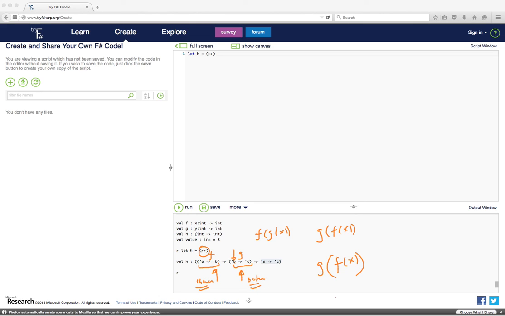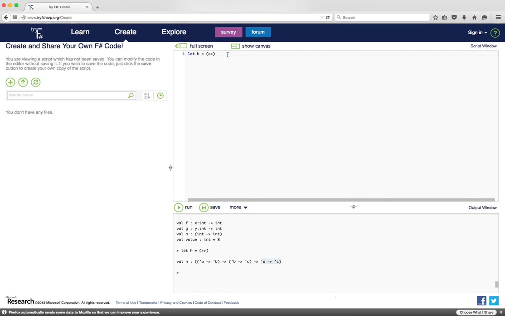Given this intuition, that the first parameter is my inner function and the second parameter is acting as my outer function, I can go back to my definition and say, let's define f of x equals x squared, and let's define g of y equals 2y. And I'm going to say let this new function h be f on g, and let the value be equal to h of 2.